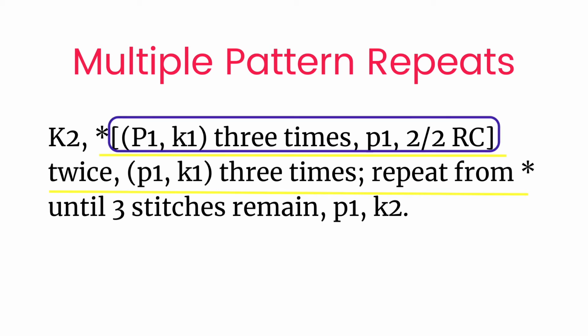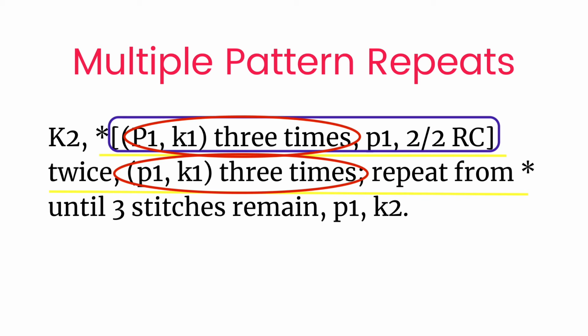And then within that, we have brackets. You can see that bracket doesn't go the whole way. It goes right over to the right cross, and then it says twice. So that bracket's going to be repeated twice, and then we've got another parentheses after that. So you just start at the beginning and you work across. You have your knit 2, and then you begin your repeat.